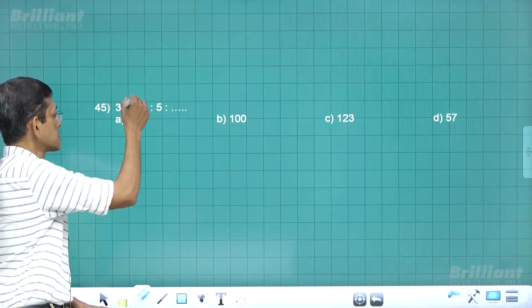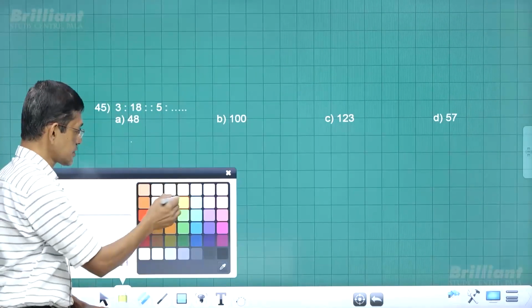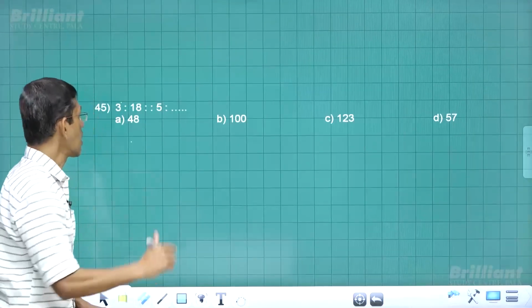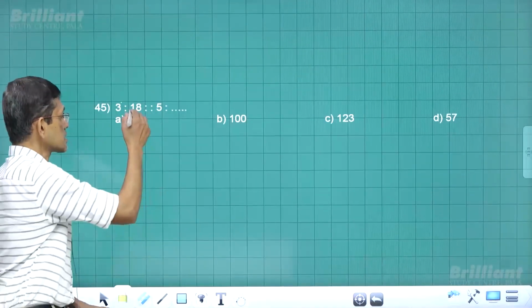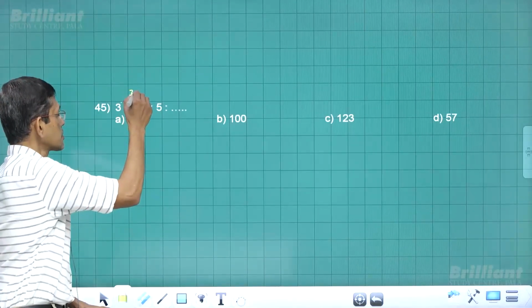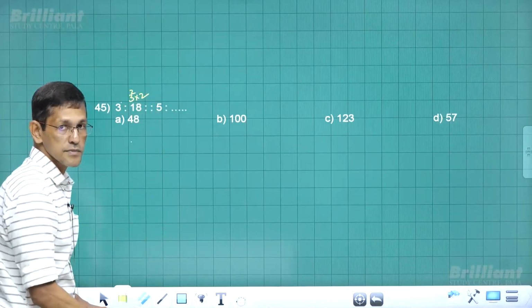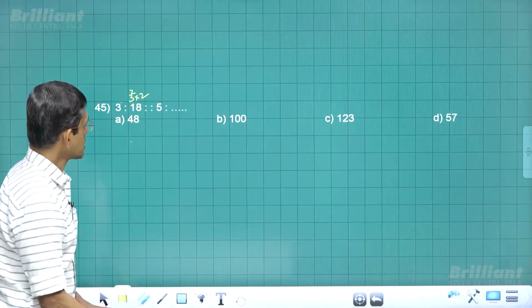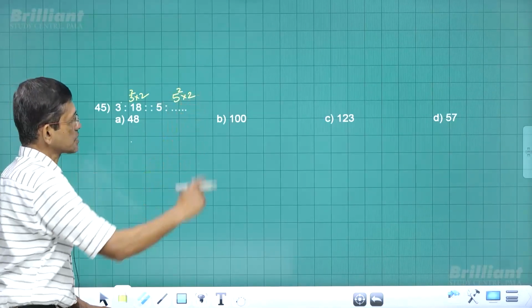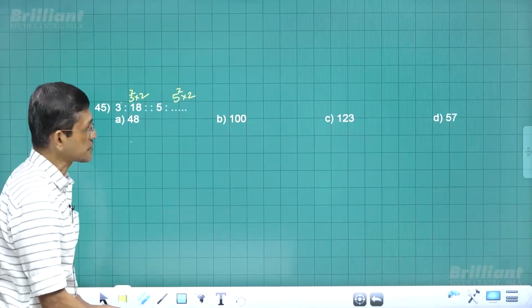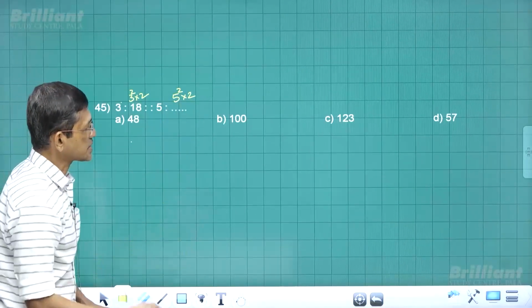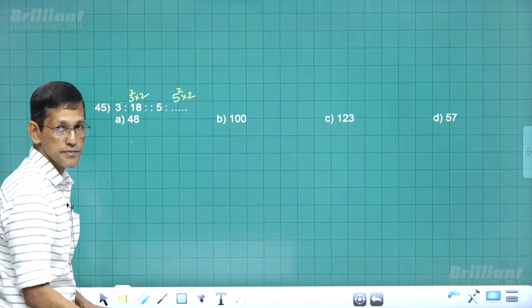3, how many times is 18? 3 into 9 is 18. No, 3 into 6, that's already been taken, right? Or there is a connection, 9. 18 is 2 times 9, right? And 9 is 3 square. So 18 is 3 square into 2. So 5 square into 2 is what? 5 square is 25, 25 into 2 is 50. We don't have such an answer choice.